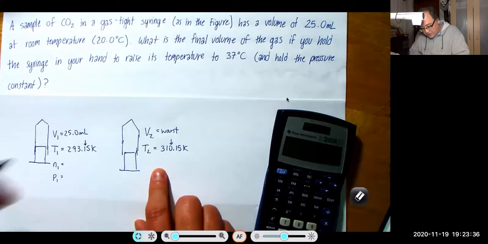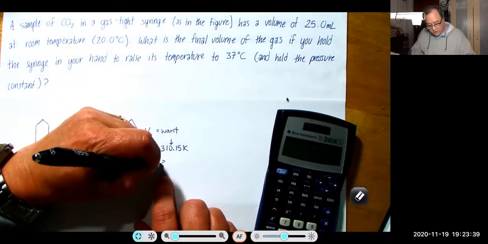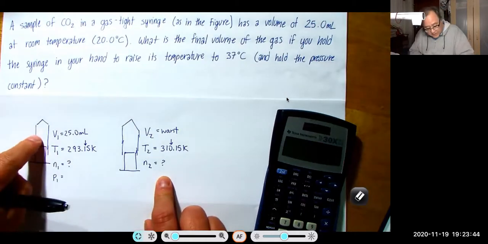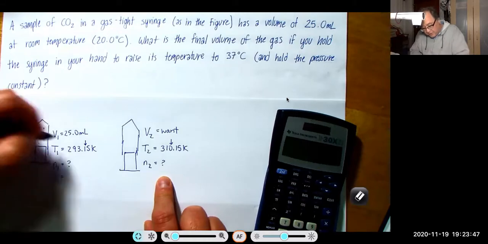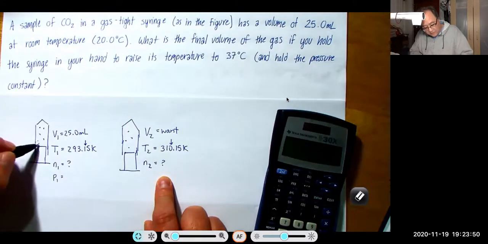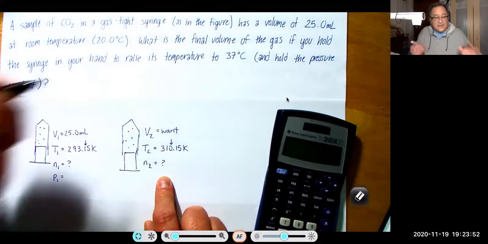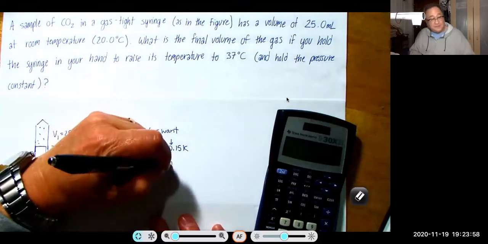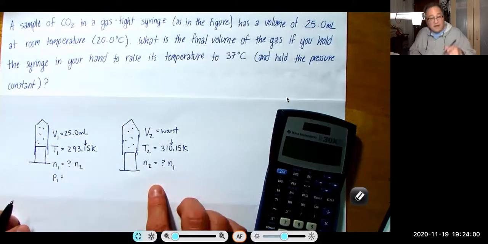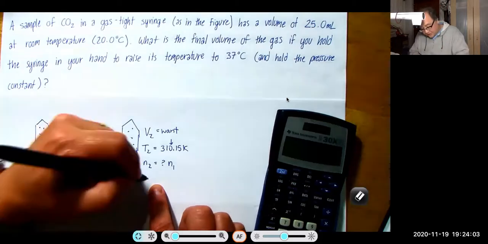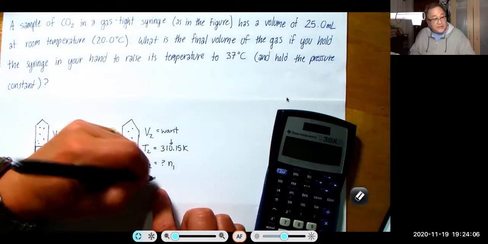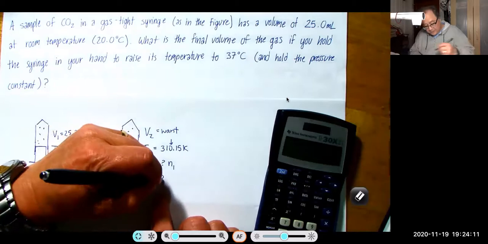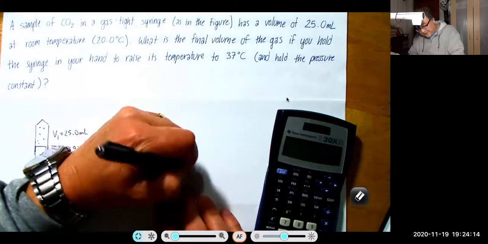And here, N2 is equal to, well, we don't know, just like we don't know N1, but the amount of gas in here, the dots, presumably are the same. So I have 1, 2, 3, 4, 5, 6, 1, 2, 3, 4, 5, 6, same number of dots. So I can say N2 is equal to N1. And finally, we have the pressure. The pressure is constant, so we don't know what the pressure is, but we know that P1 is equal to P2. So these guys stay the same.